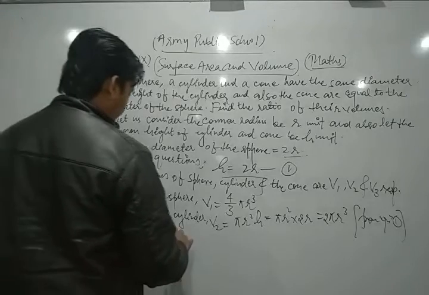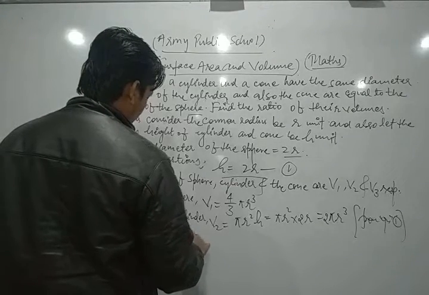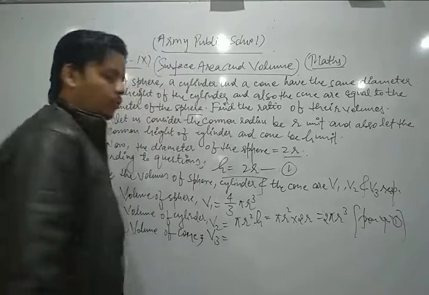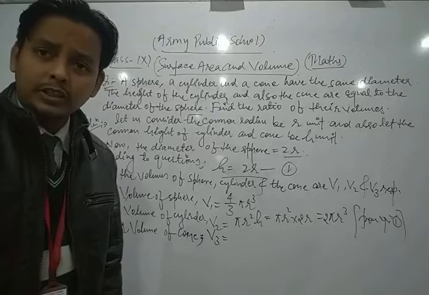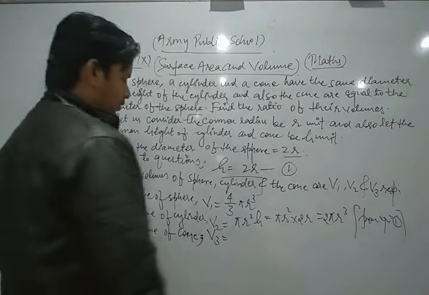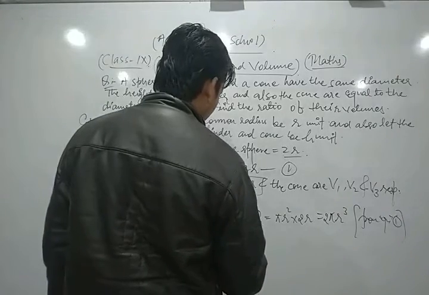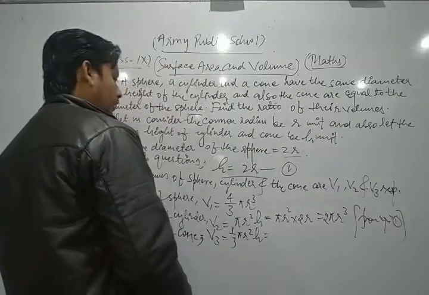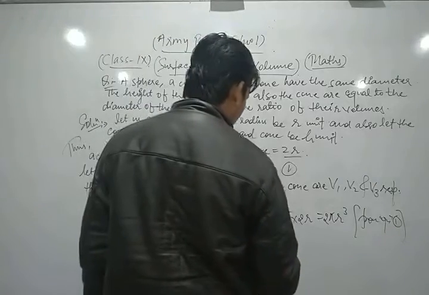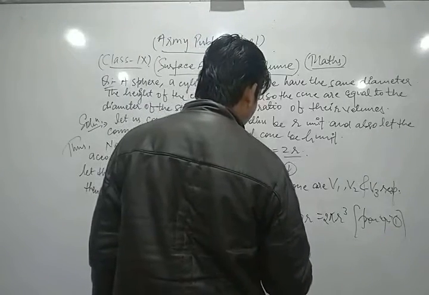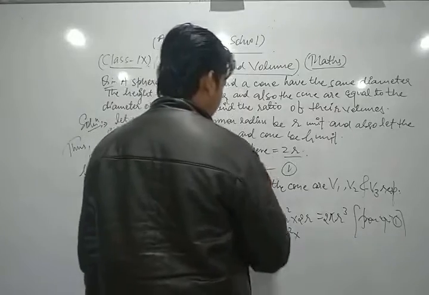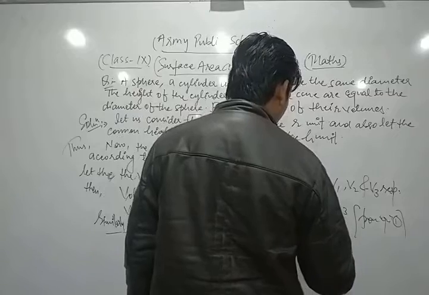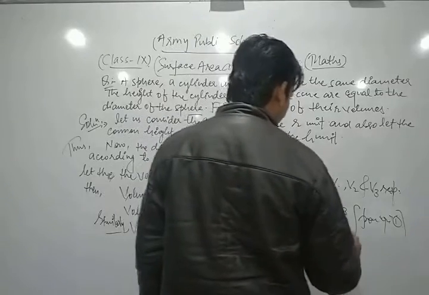Okay students, similarly, the volume of cone, that is V3. Volume of cone is what? 1 upon 3 pi r square h. Now we put the value of h as 2r, so we get 1 upon 3 pi r square into 2r. So we get 2 upon 3 pi r square into r, that is r cube.